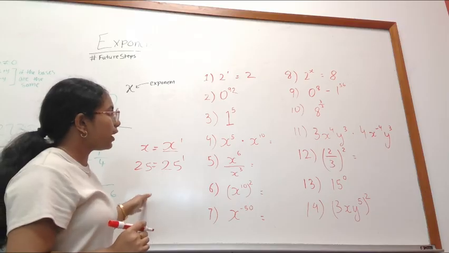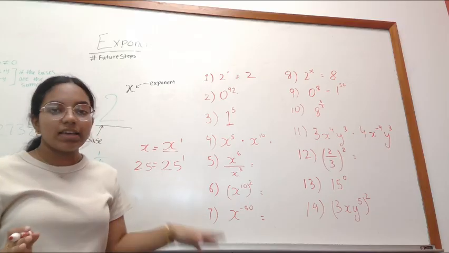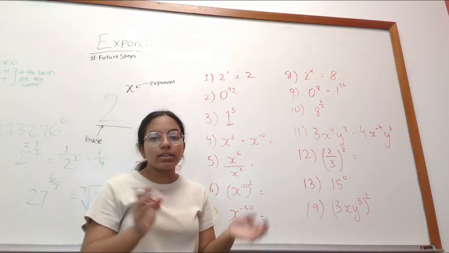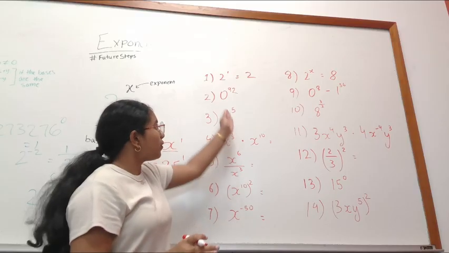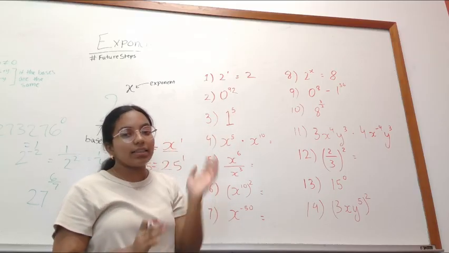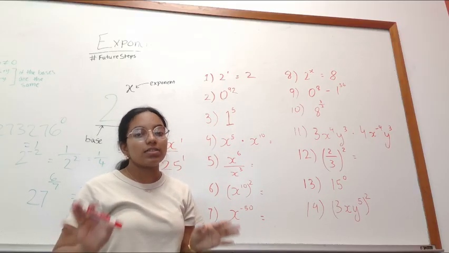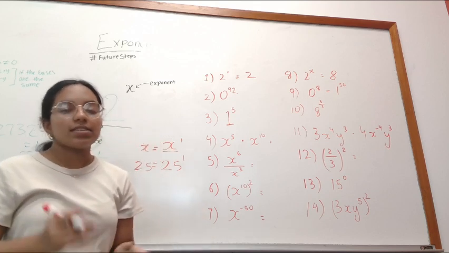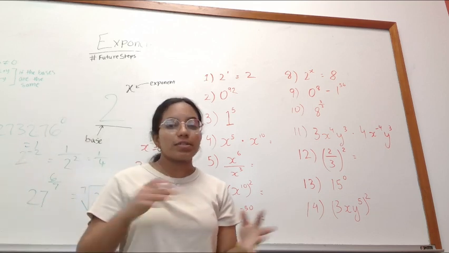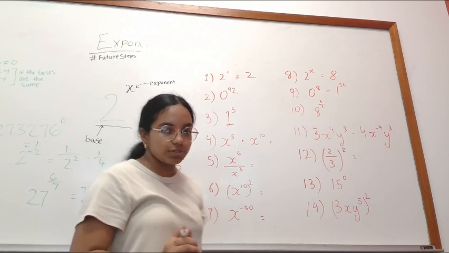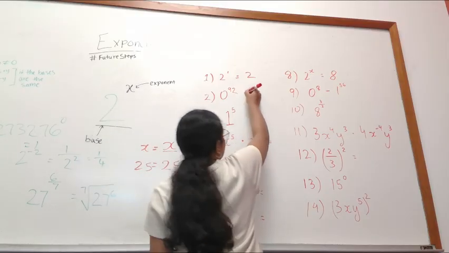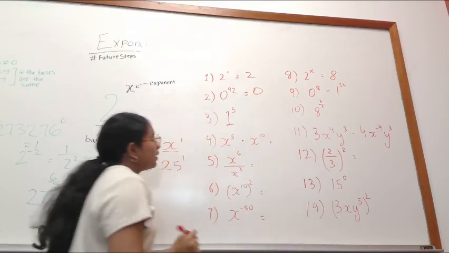Okay, and then let's look at the second question. In this question, we have 0 to the power of something. And remember that this is another rule too. 0 to the power of any big number, no matter how big, is always going to be 0. Because 0 times 0 times 0, however many times, is always going to be 0. So it's just going to be 0.